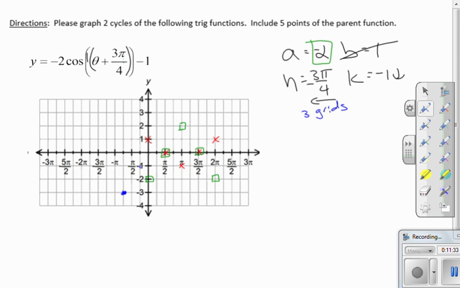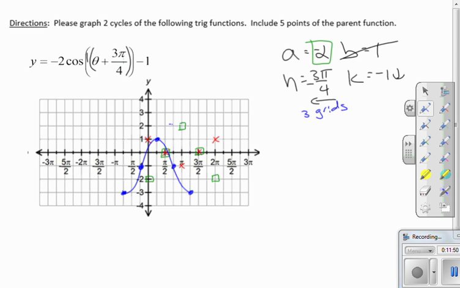Again, 1, 2, 3, and 1 down, for each of the remaining points. This represents 1 cycle of the final answer.